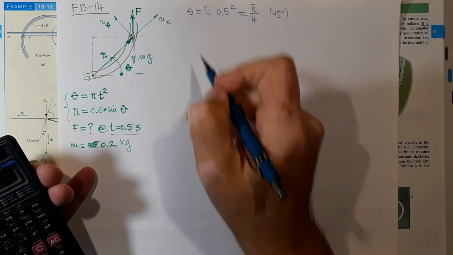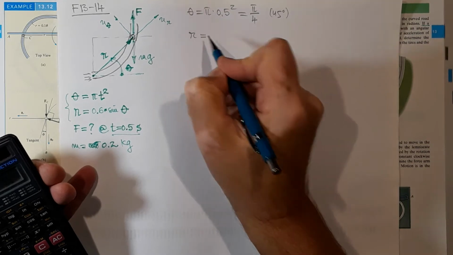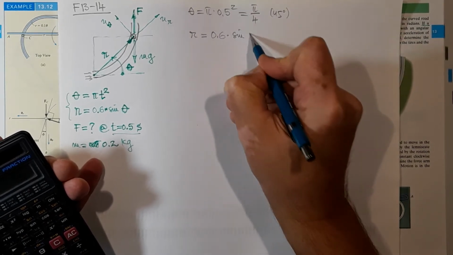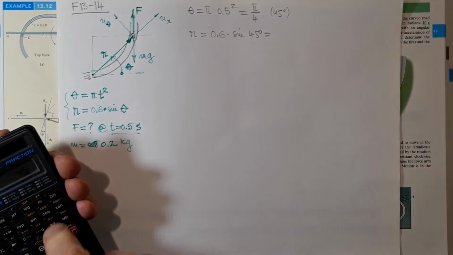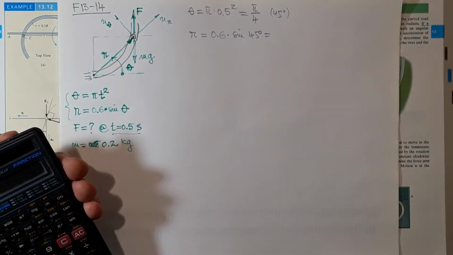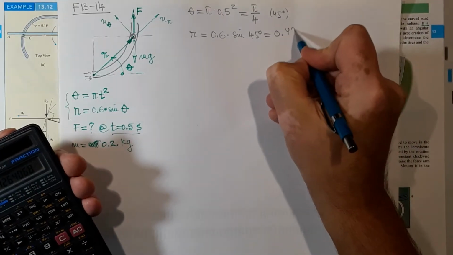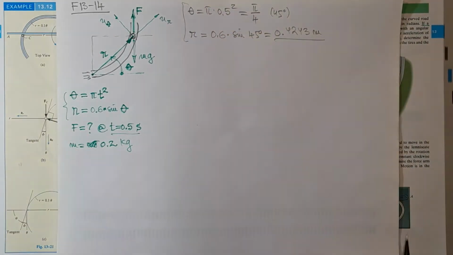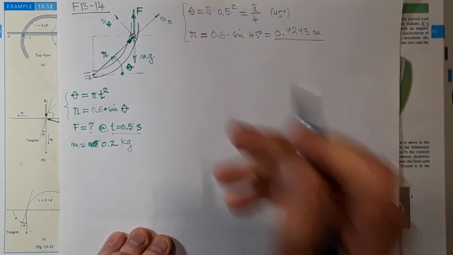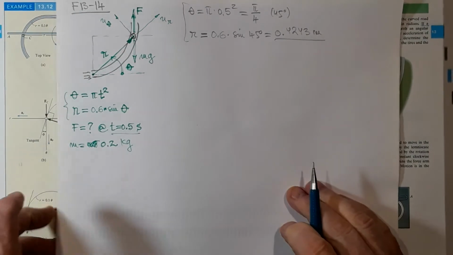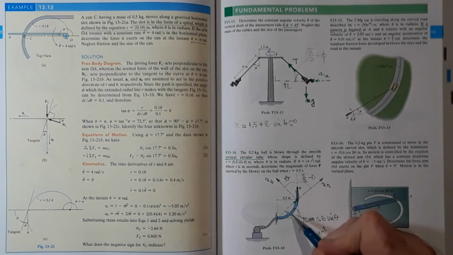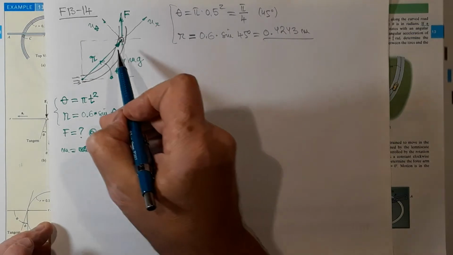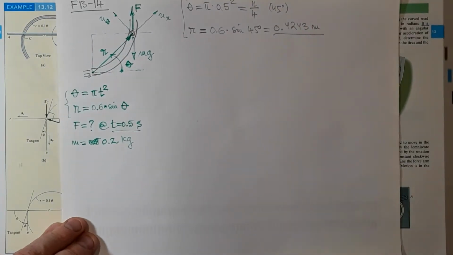And then we can calculate the radius r corresponding to pi over 4. So it's 0.6 times sine of 45 degrees, that's square root of 2 over 2 times 0.6, which equals 0.4243 meters. So this is at the instant we want to find the force F. The figure in the book suggests that theta is 45 degrees, and force F is going to be tangent to the path.